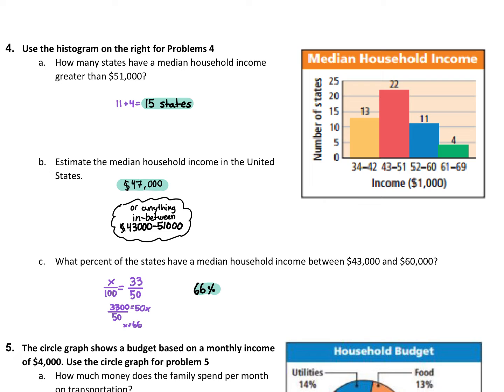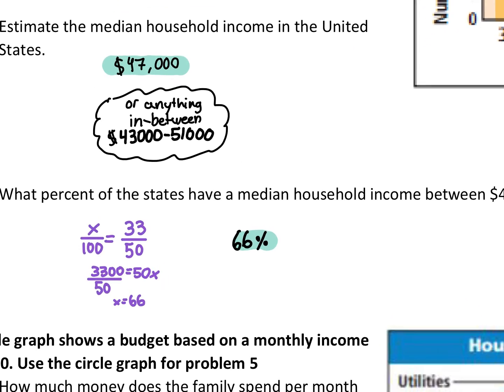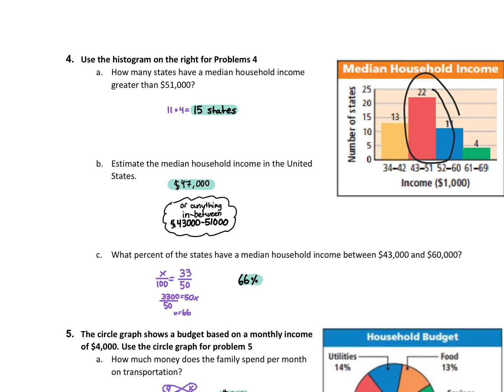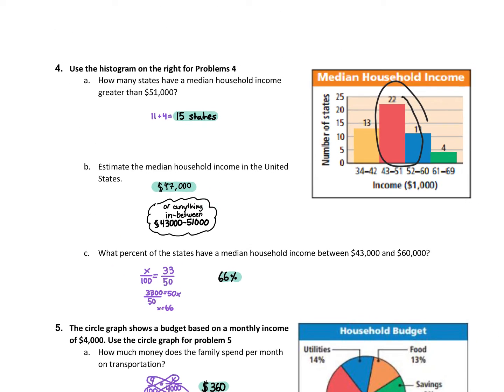Letter C, what percent of the states have a median household income between 43,000 and 60,000? So that would be these two, the red and the blue bars combined. So the 22 plus the 11, so 33 of them. So then I used the proportion method. 33 out of 50 is what percent? And maybe you just know to double it. You didn't have to do all the cross products. But 33 out of 50 is obviously 66 out of 100. So 66% of the states for letter C.